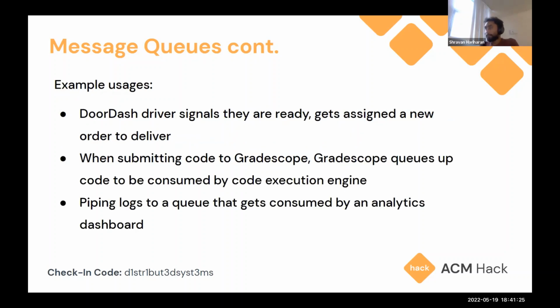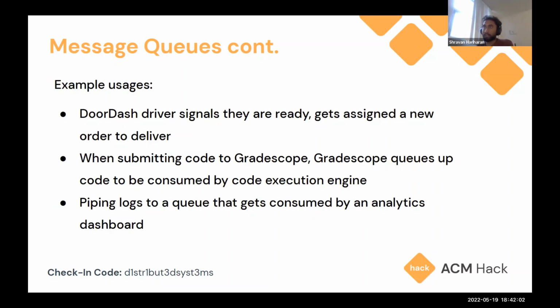Let's dive into some example usages of message queues. One example is that a DoorDash driver signals that they are ready to pick up an order. Then if there's a person who ordered a meal, the driver gets signaled that, hey, there's this order that's ready, you're assigned to it. Now they have to pick it up from the store and then deliver it.